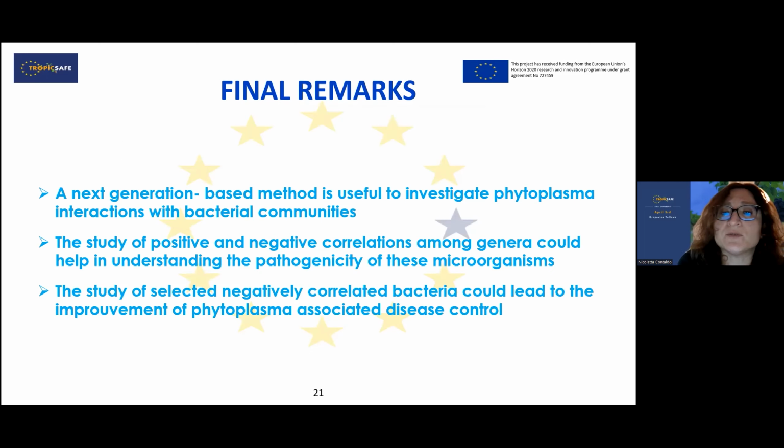So at the end, what we can conclude from these preliminary results is that a next generation based method is useful to investigate the phytoplasma interaction with all the bacterial communities. The study of positive and negative correlations among genera could help in understanding the pathogenicity of this microorganism. In particular, the study of selected negatively correlated bacteria could eventually lead to the improvement of phytoplasma-associated disease control in the field.